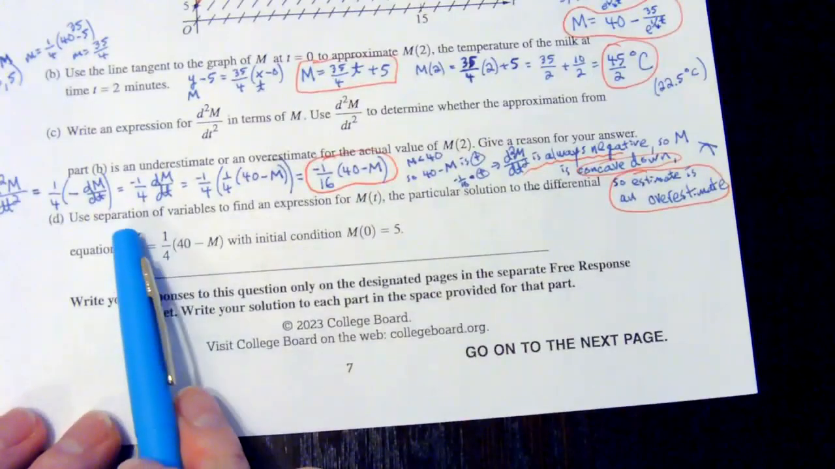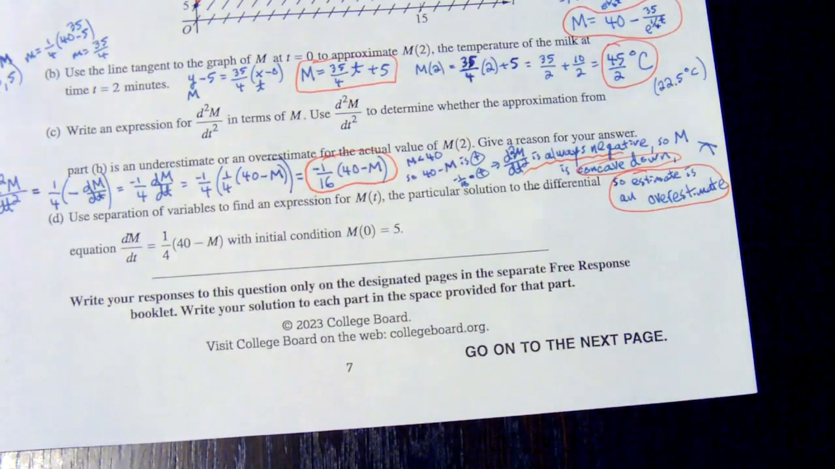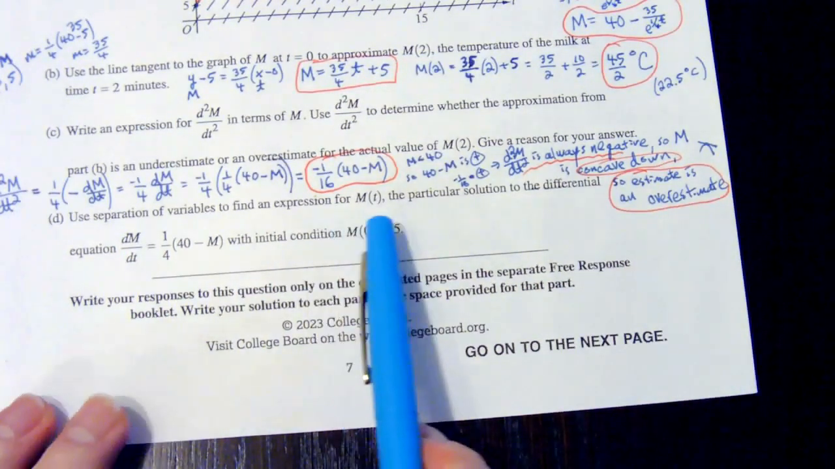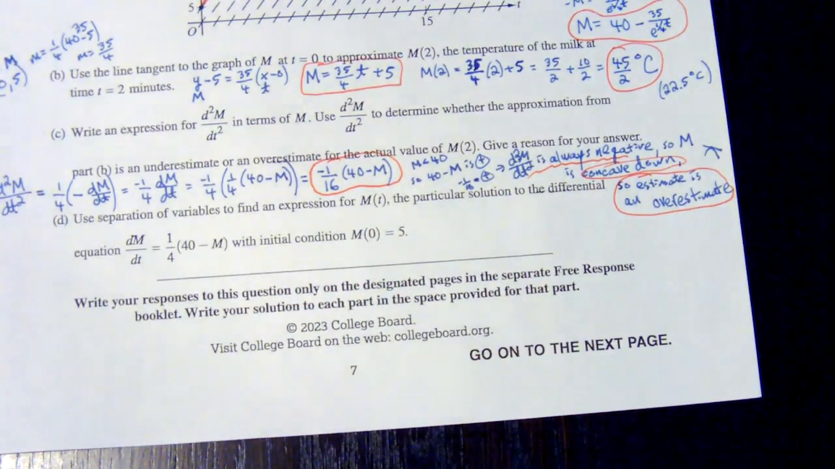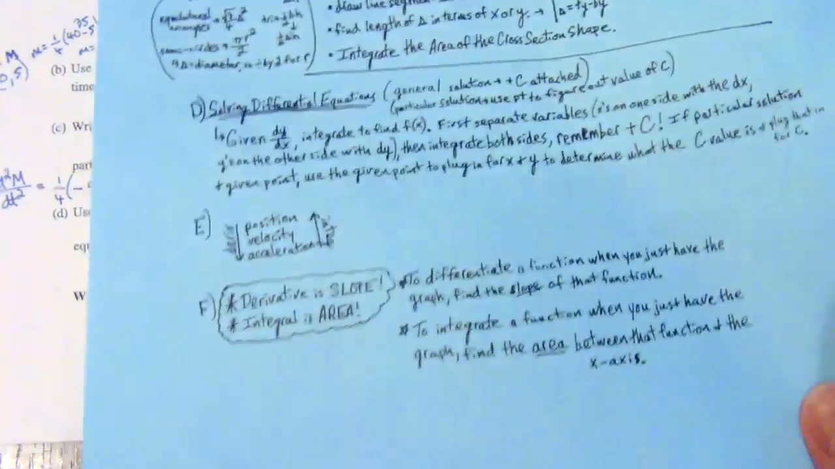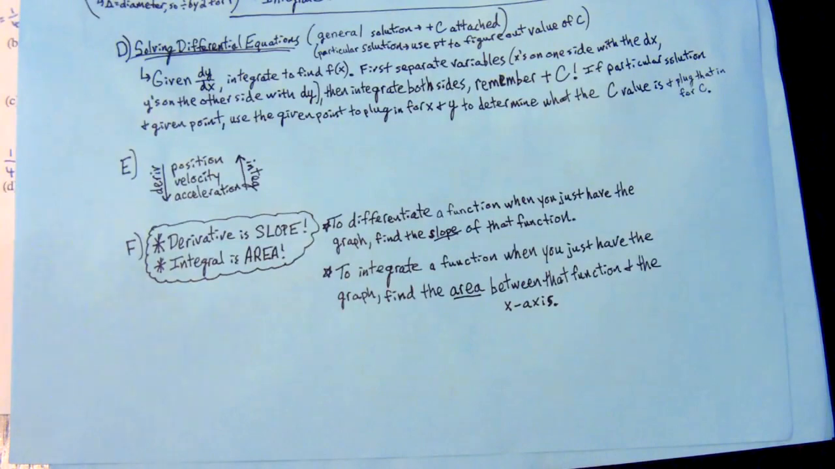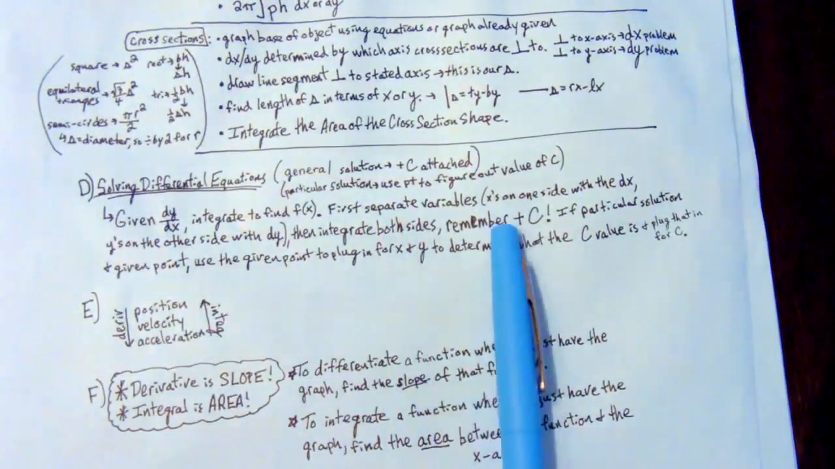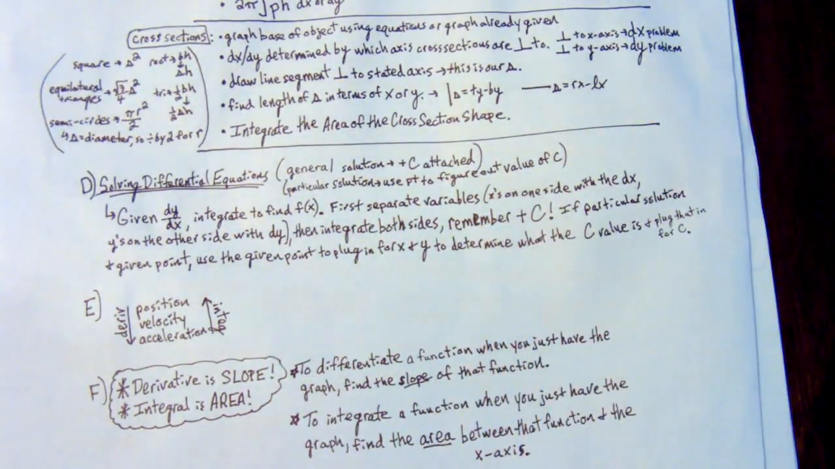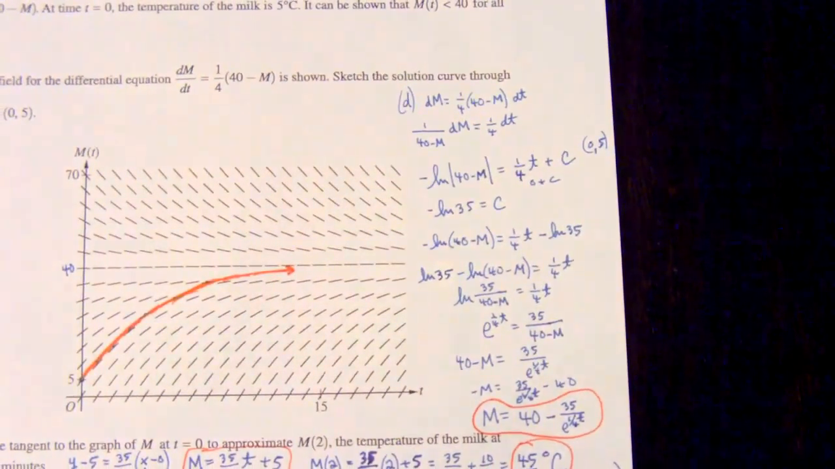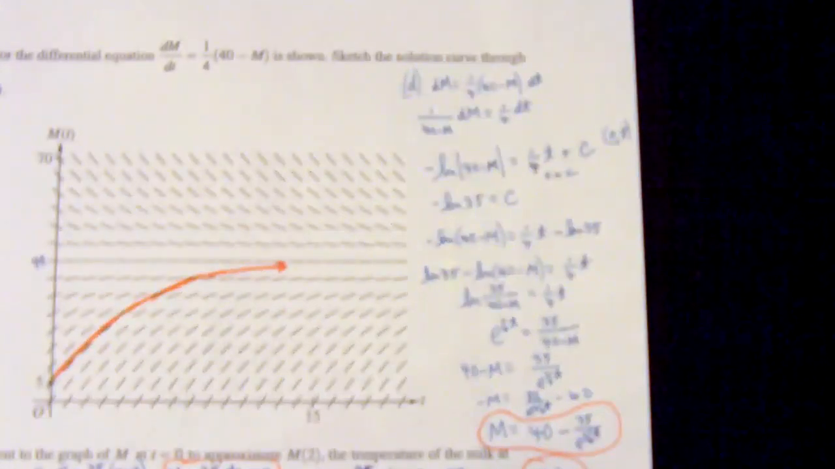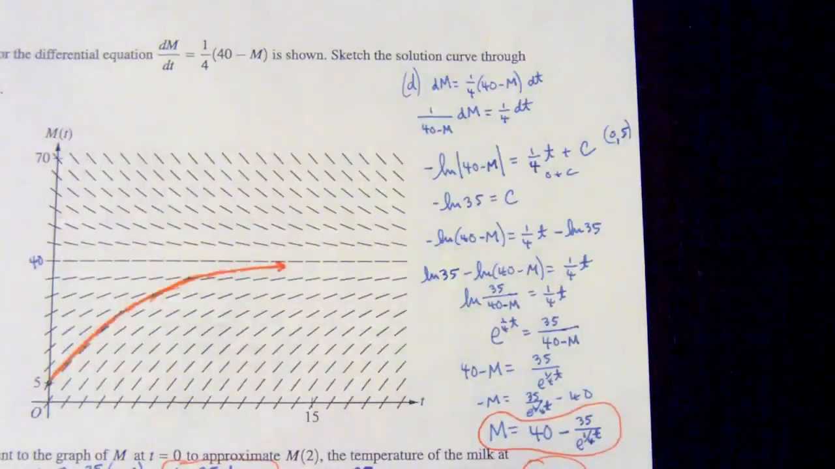And then letter D is going to be a strength of ours. Separation of variables. You want to find the particular solution to the differential equation. Those directions, if you forgot them, are going to be in your blue packet right there, where you're going to integrate both sides. Remember the plus c, and then use the point that they give you to figure out what that c value is. So here is all my work for letter D.